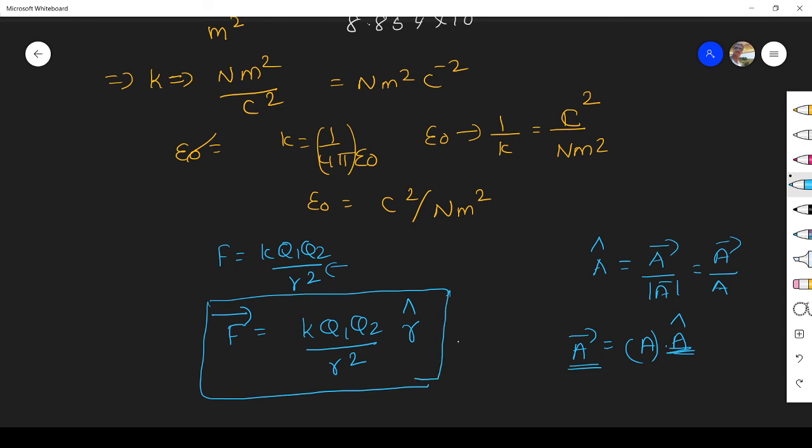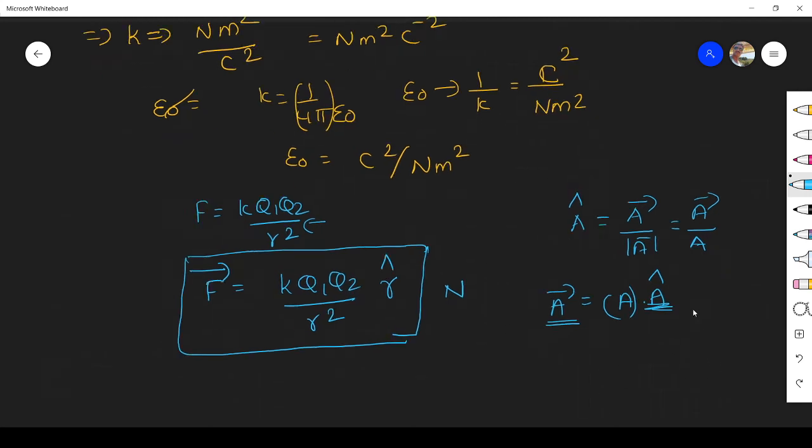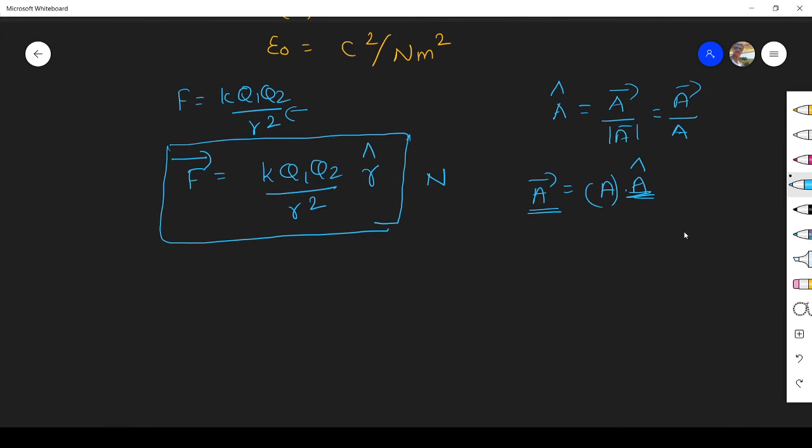Right? So this is what Coulomb's law. This is a force between the two charges in Coulomb's law. Right? So in which direction the force will act? That is the next question. Because we know the magnitude of force is given by K into Q1 Q2 by R square. R cap gives the direction. Unit vector gives the direction. But in which direction the force acts?